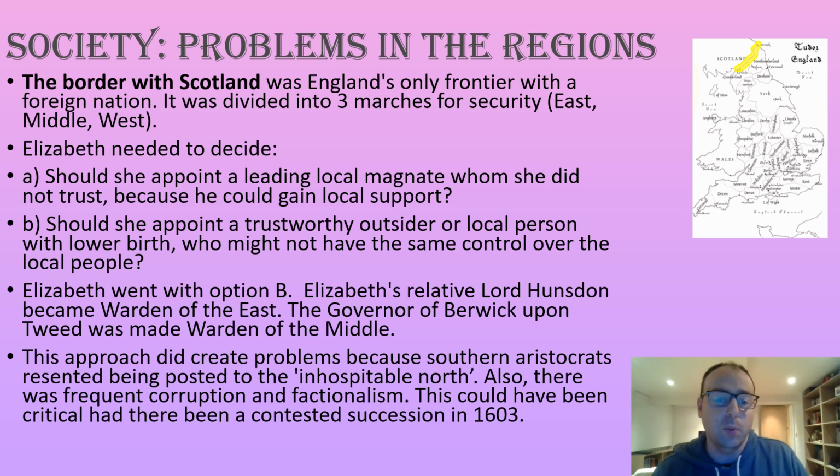This causes a number of problems. First of all, some of the southern aristocrats who were sent up resented being posted in the inhospitable north. Also, there were frequent issues in this area of corruption and factionalism, and this could have all proved to be rather critical if the succession in 1603 had been more strongly contested. And obviously the biggest part that comes out of this as well is Elizabeth putting the northern earls' noses out of joint, which becomes a significant problem in the Northern Rebellion in 1569.